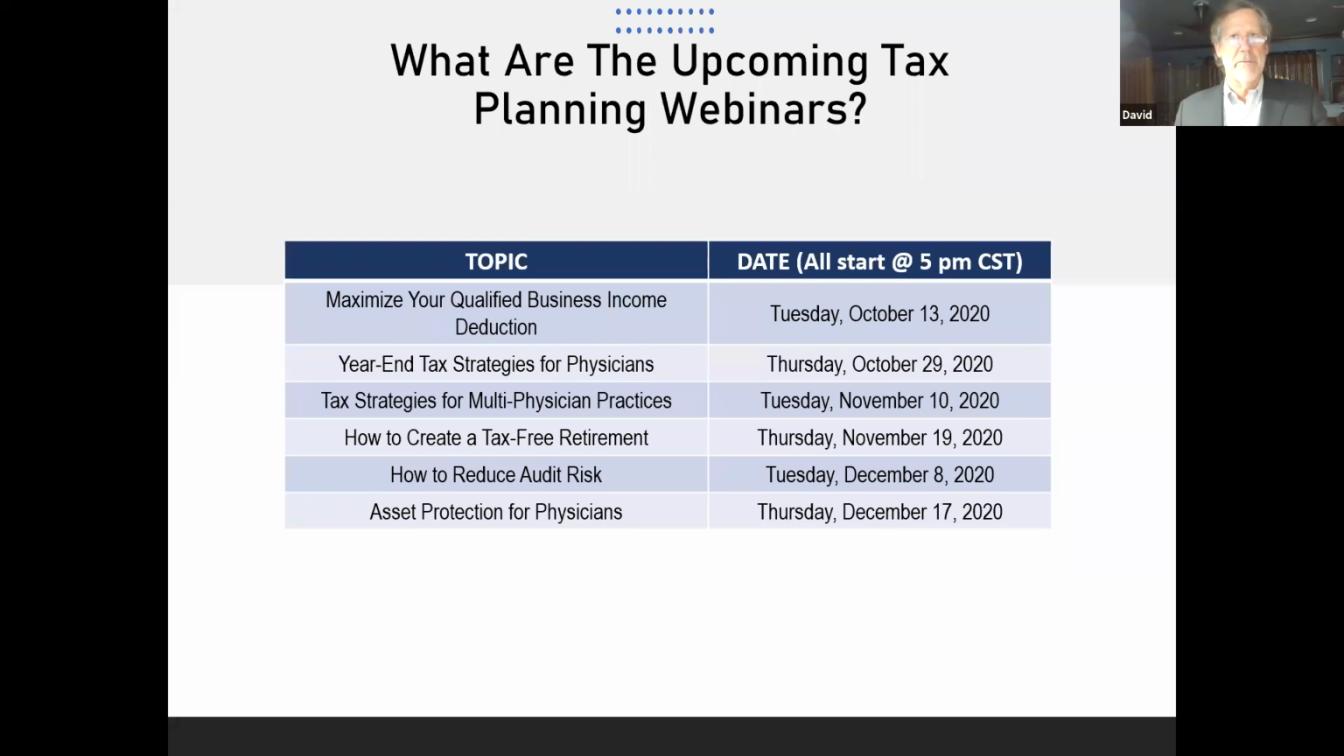On the 8th of December, we'll talk about how to reduce audit risk. We're very strategic in when we do tax planning to make sure that we're not increasing the risk of an audit. And then on the last webinar of the year, December 17th, we're going to be talking about asset protection for physicians. So this is also generally a hot topic that we have our clients ask us about.